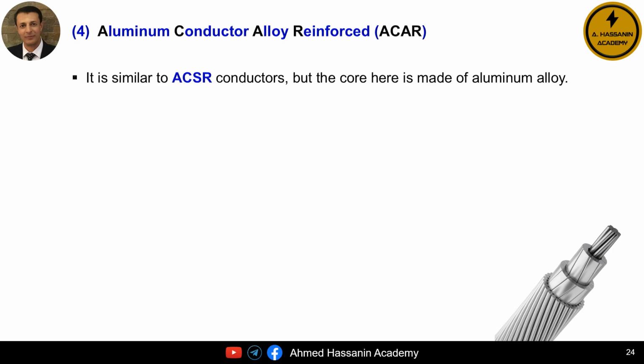The fourth type of traditional conductor used in overhead transmission lines is the aluminum conductor alloy reinforced, ACAR. This type of conductor is very similar to the ACSR type, with one key difference. In the ACAR conductor, the steel core wires used in ACSR are replaced with wires made of aluminum alloy. This modification gives ACAR conductors better overall properties compared to ACSR conductors, both in terms of mechanical strength and conductivity.